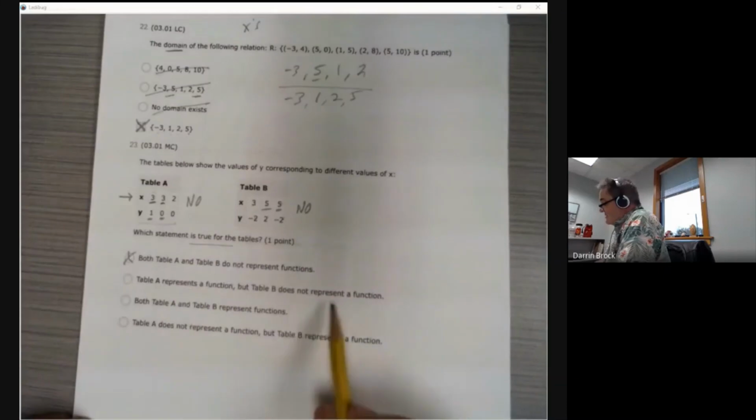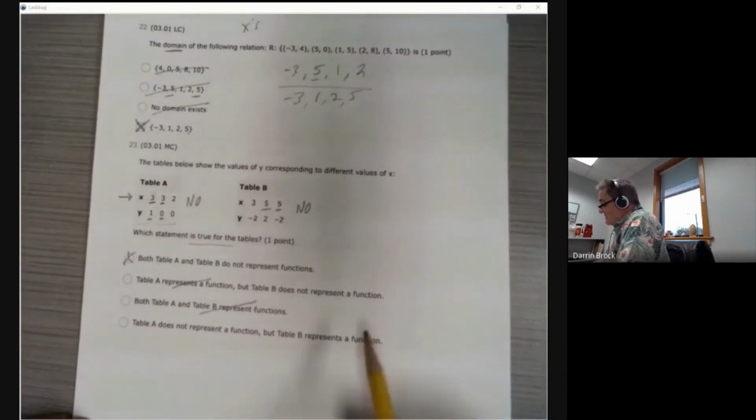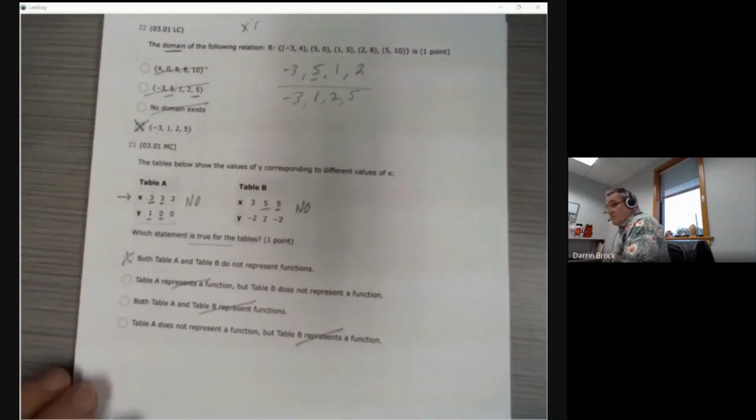This says table A is a function, table B is not, but table A is not a function. It says both of them are functions, and this says table B represents a function. So that's why those are wrong. Neither one of those are functions.